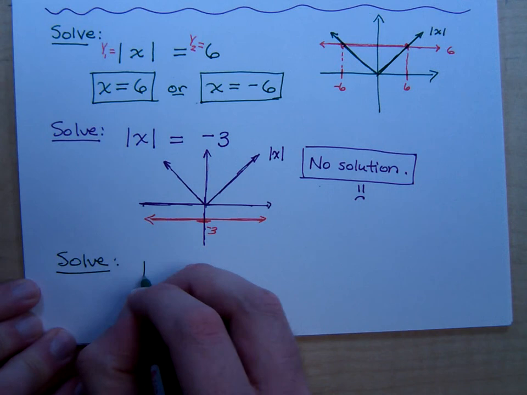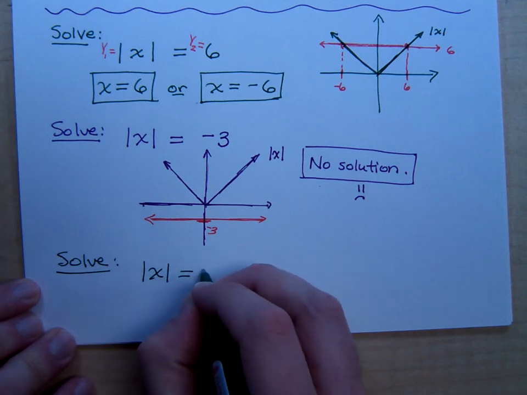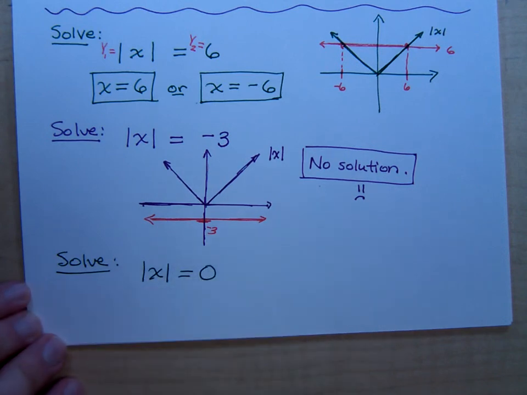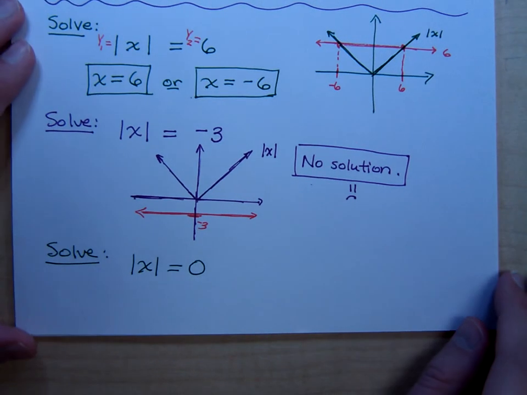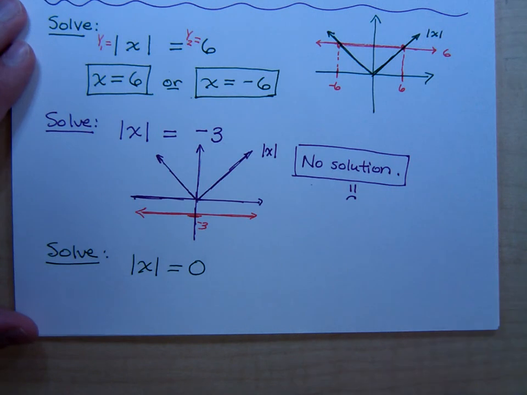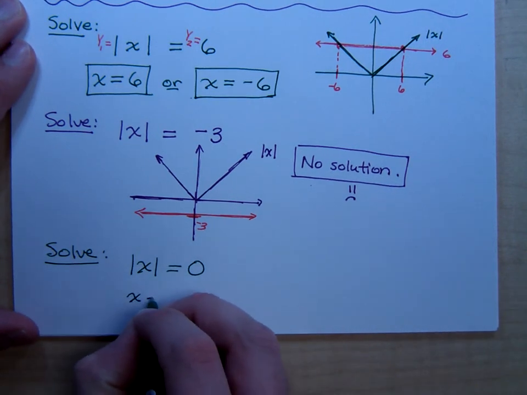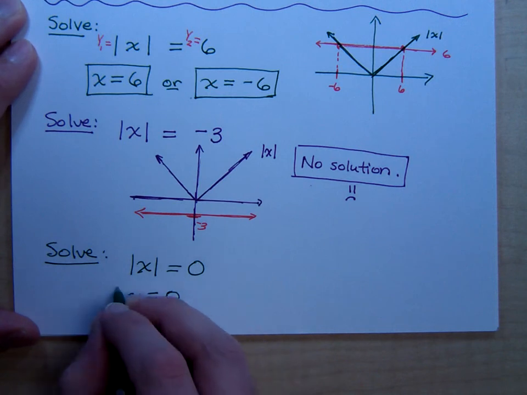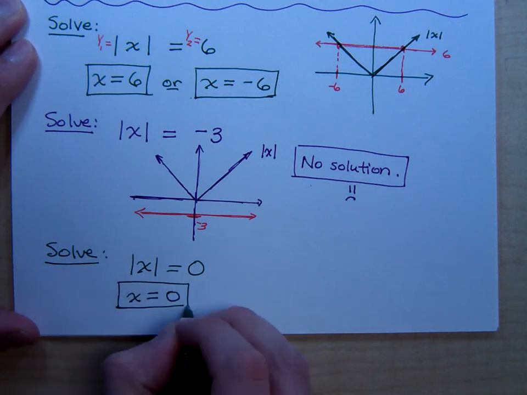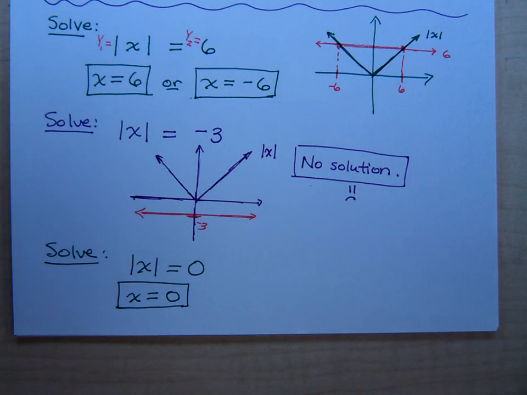If I say the absolute value of x is equal to 0, what does that mean? When does that happen? Only at 0, right? So the solution here is x is equal to 0. You can't say x equals 0 and x equals negative 0. Because what's negative 0? If you multiply 0 times negative, it's still 0. So there's only one solution.